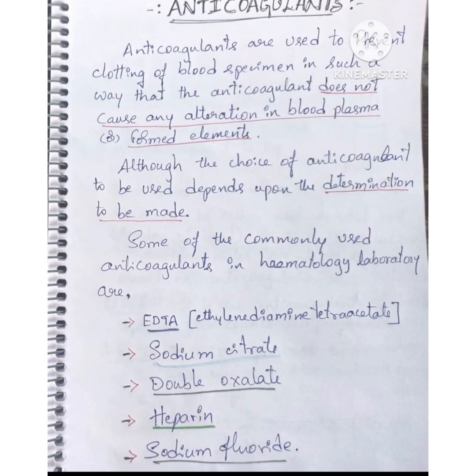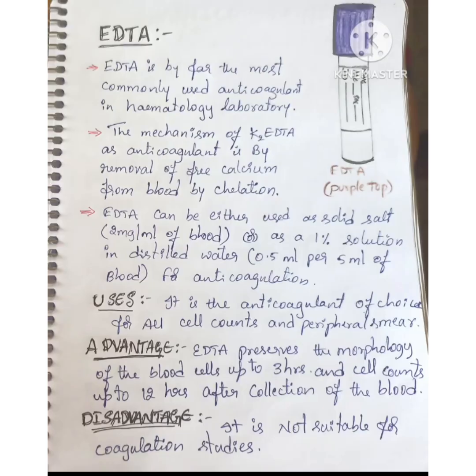Anticoagulants are used to prevent clotting of blood specimen in such a way that the anticoagulant does not cause any alteration in blood plasma or formed elements. Although the choice of anticoagulant to be used depends upon the determination to be made. Some of the commonly used anticoagulants in hematology laboratory are EDTA, ethylene diamine tetraacetate, sodium citrate, double oxalate, heparin, and sodium fluoride. The first anticoagulant we are going to learn about is EDTA.